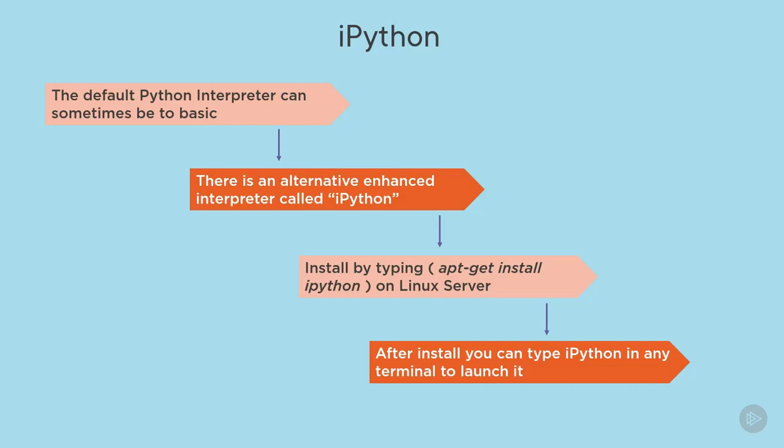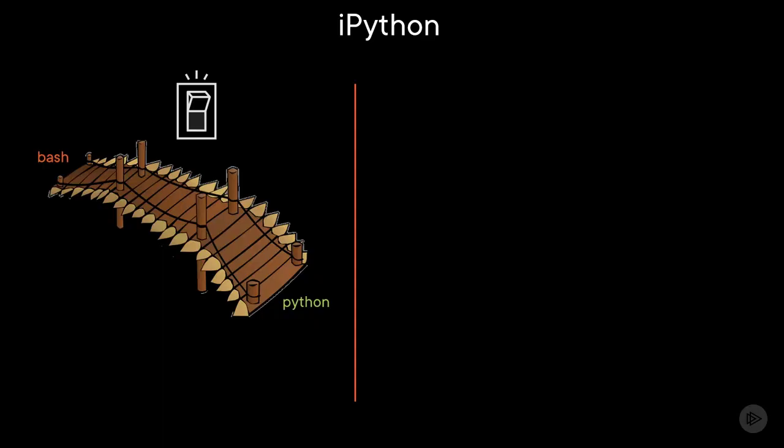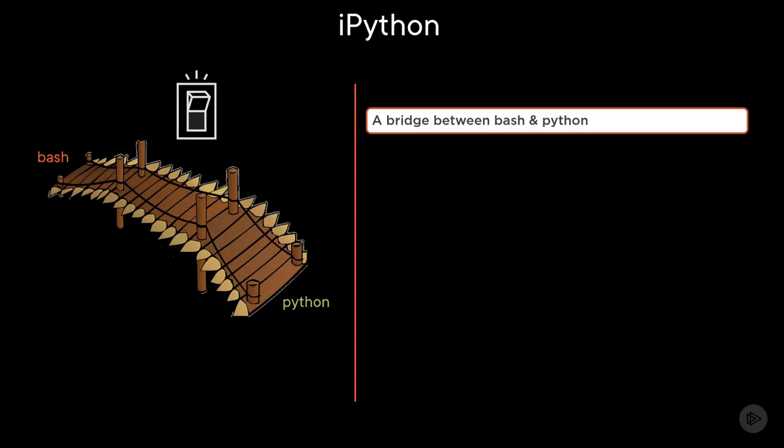After you install IPython, you can type ipython in any terminal on your Linux server, and it's going to launch you into the IPython interpreter. IPython acts as a bridge between Python and Bash. It does this by giving you functionality that allows you to run shell commands that you might be used to in Python. And I'll get into that. But before we do, let's cover some additional functionality that IPython brings to the table.